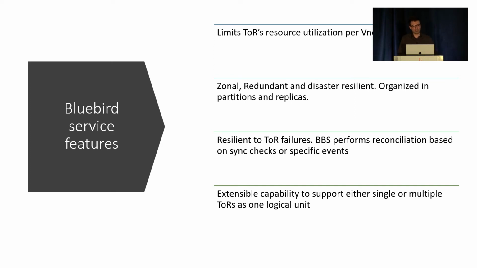The service is also zonal and redundant. Azure regions are divided in availability zones, where each zone can comprise one or more data centers. Bluebird is deployed in each zone on a Service Fabric ring, which is divided into a series of partitions, with each partition having a number of replicas. It's also resilient to disaster, and in case of disaster at a zonal level, services that have a regional scope can drive the rehydration of the state.